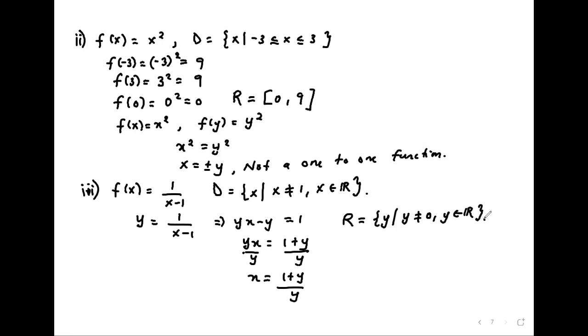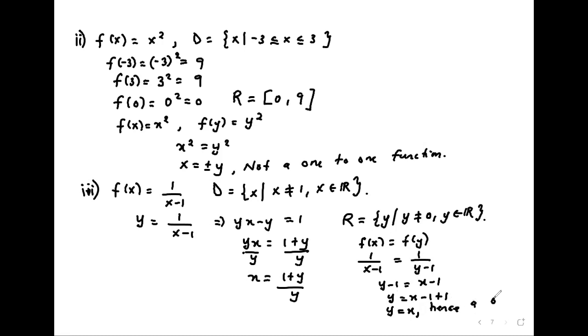Then now you must check if this is a one-to-one. So you say f of x is equal to f of y. This implies 1 over x minus 1 is equal to 1 over y minus 1. Cross multiply, y minus 1 is x minus 1. So you have y is equal to x minus 1 plus 1, implying that y is equal to x, hence a one-to-one. That's how we get to know.